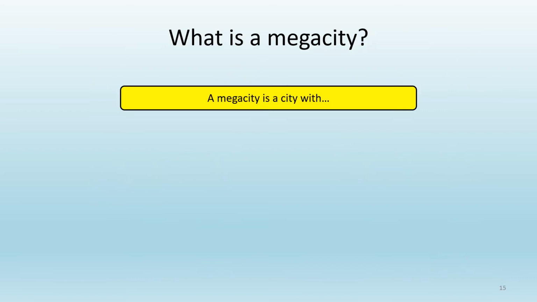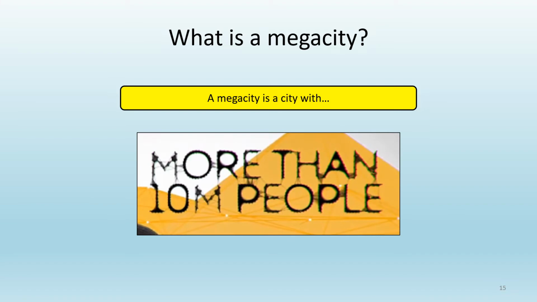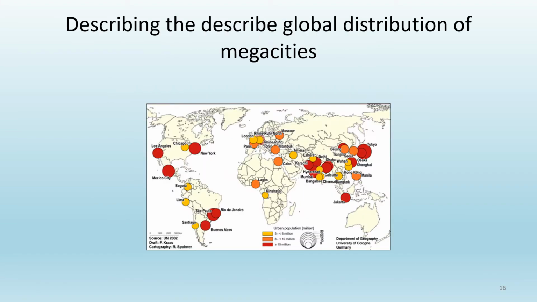What is a megacity? We know that a megacity is a city with 10 million plus people. And megacities are found all the way around the world. As the global population increases, more megacities are popping up everywhere.